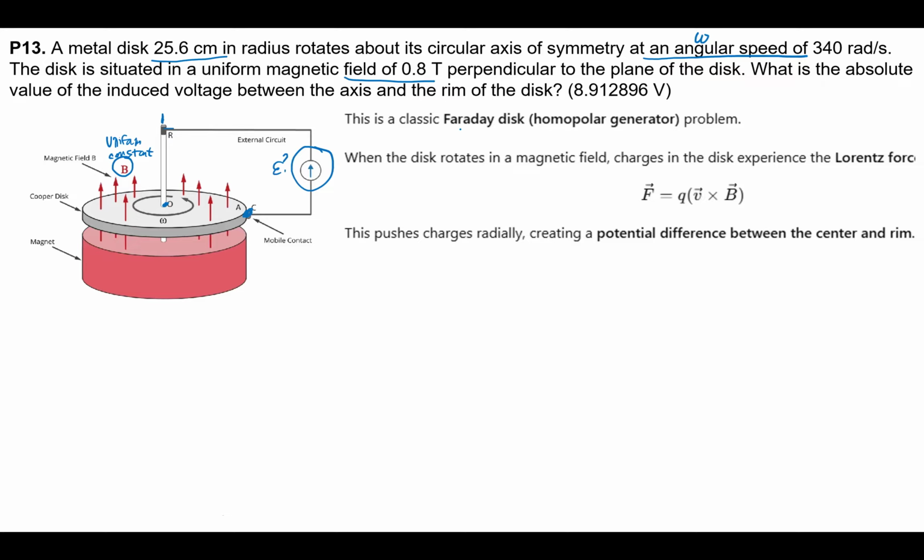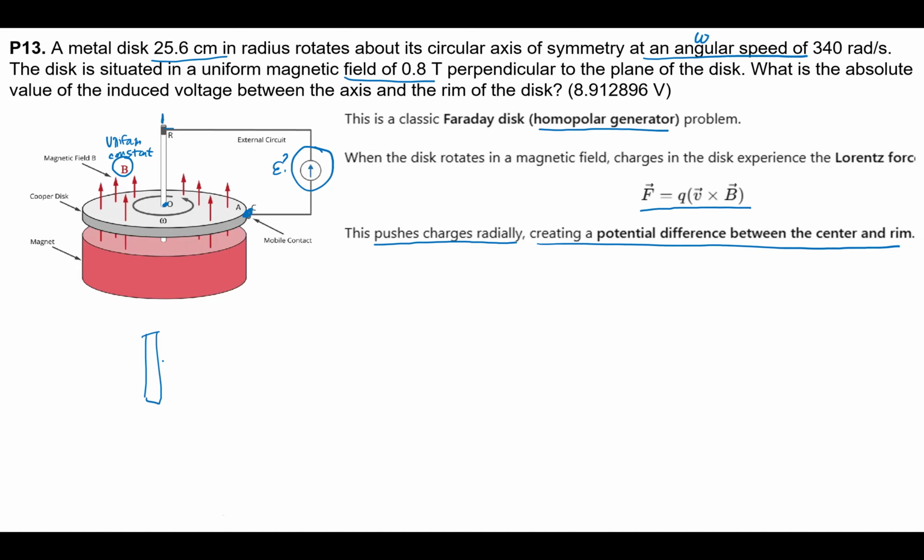Okay, and this is called the Faraday disk, and it is called a homopolar generator. Homo means single pole generators. When the disk rotates in a magnetic field, the charges in the disk experience Lorentz force. Okay, Lorentz force, and then we know that the Lorentz force is qv cross B. And the direction of the force is such that this pushes charges radially, creating a potential difference between the center and the rim.